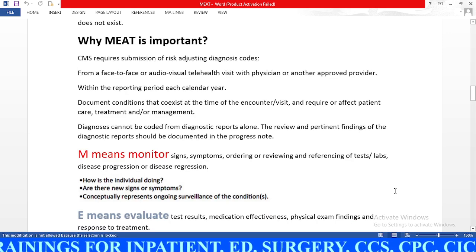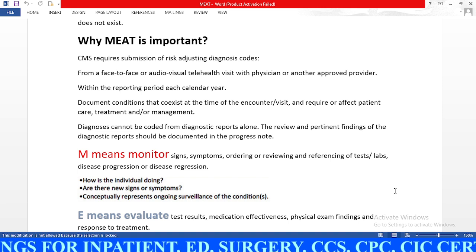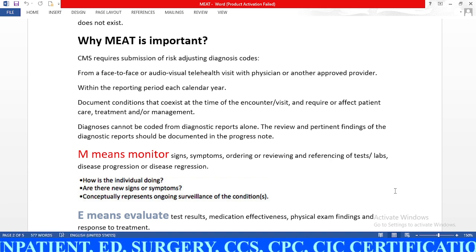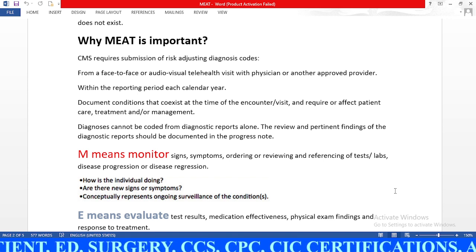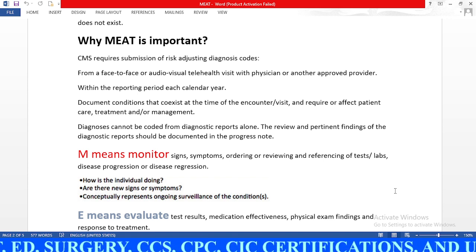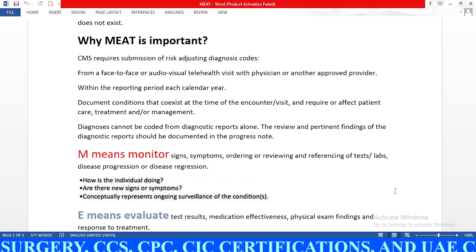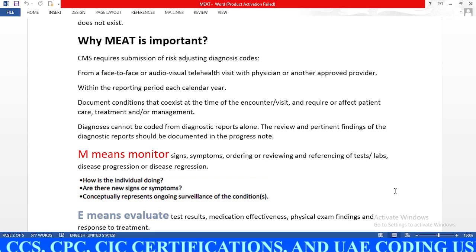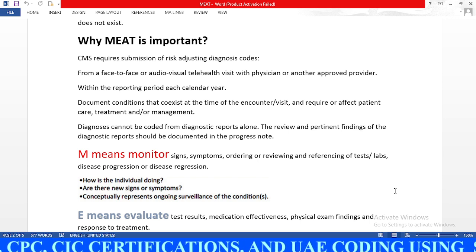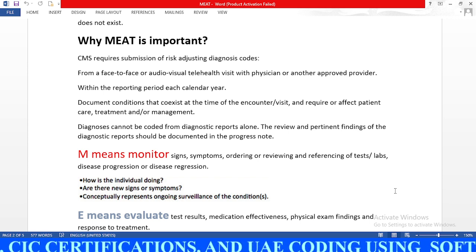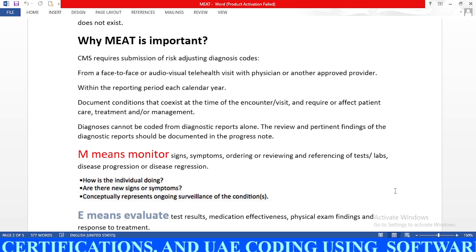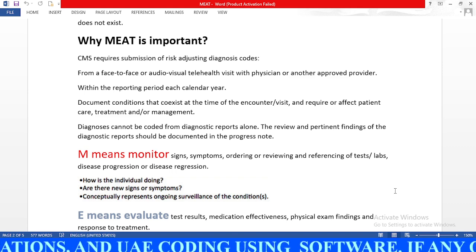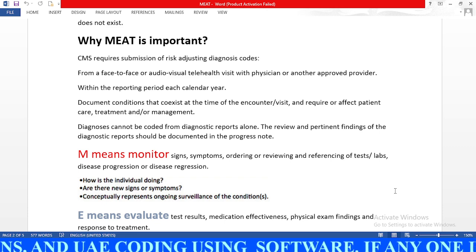Next, why is M.E.A.T important? Basically, CMS requires submission of risk adjustment diagnosis codes. Usually we call it risk adjustment coding also. CMS requires submission of risk adjusting diagnosis codes from a face-to-face or audio-visual telehealth visit with a physician or another provider.